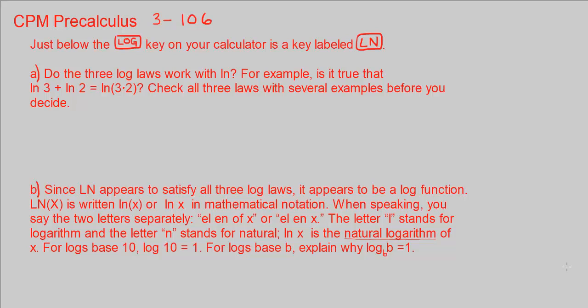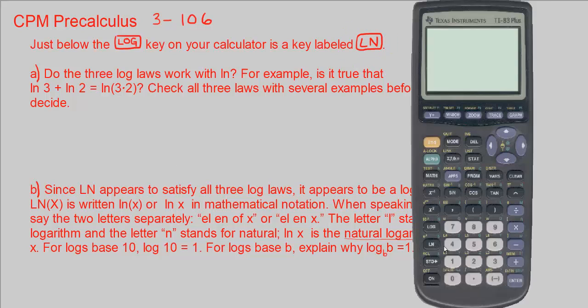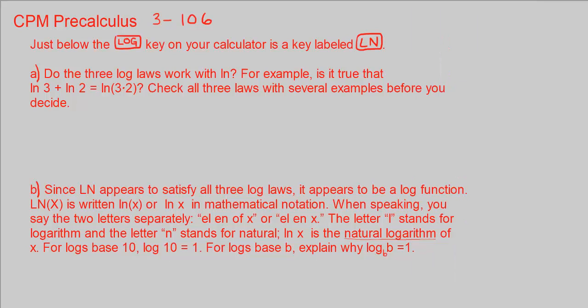This is CPM Precalculus Chapter 3, number 106. If you look at your calculator, just below the log key, there is a key labeled ln. Here's your calculator. Right next to the 7 is our log key, and below it is the key ln. We're going to discover what this is today in problem 106.